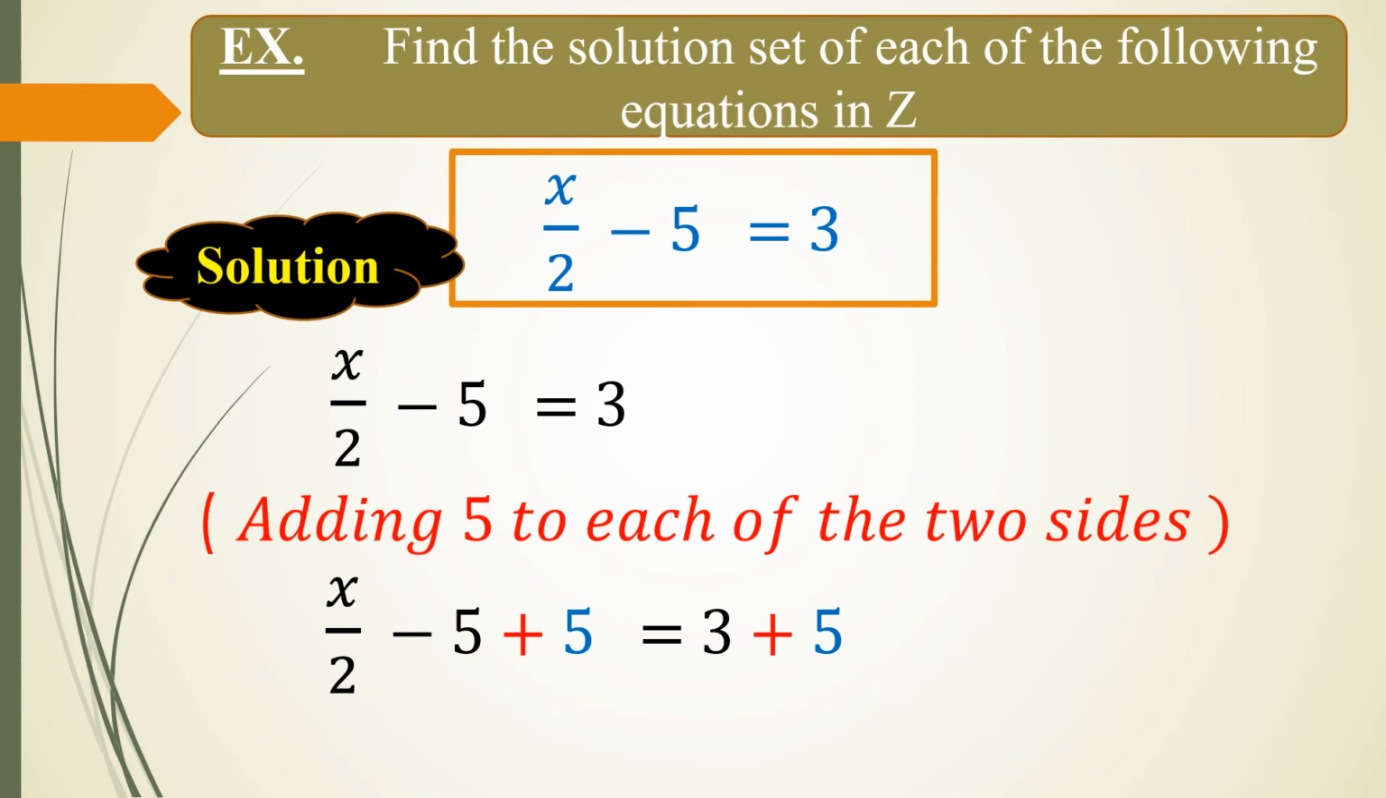And now I cancel the positive and the negative number here. The left hand side will be x over 2 equals 8. Okay, is it the end? No, because here I want to solve this equation. To solve the equation, we must have the variable only on one side and the constant only on the other side. Okay, we will complete.